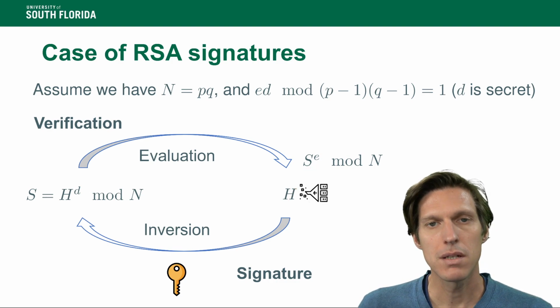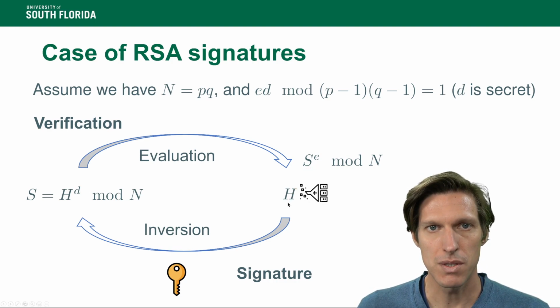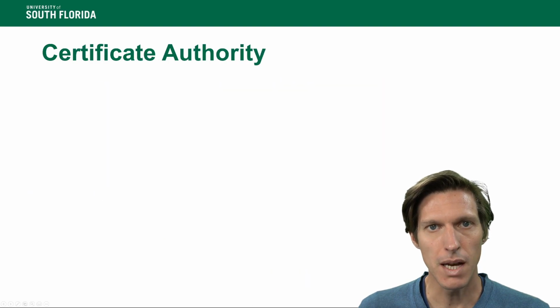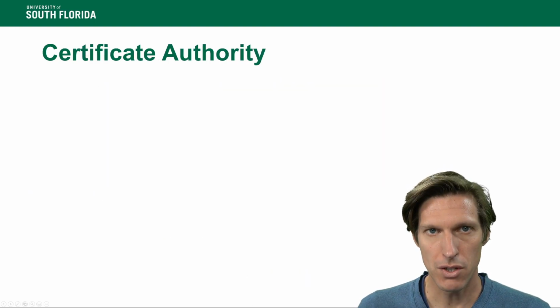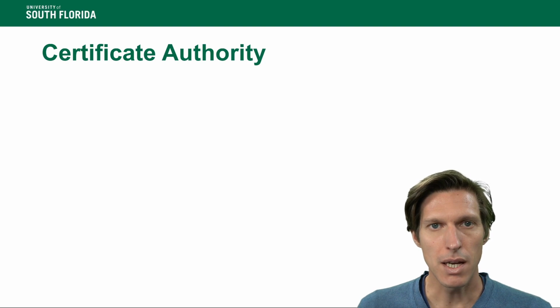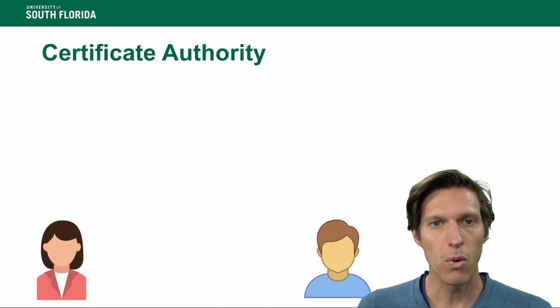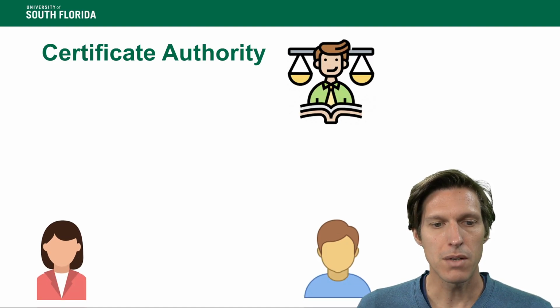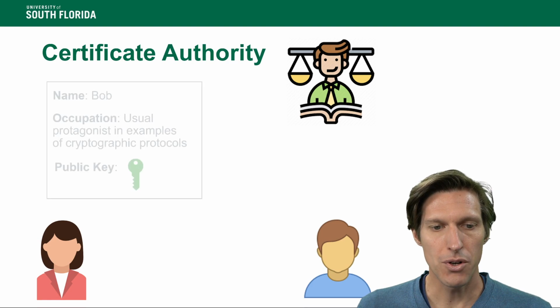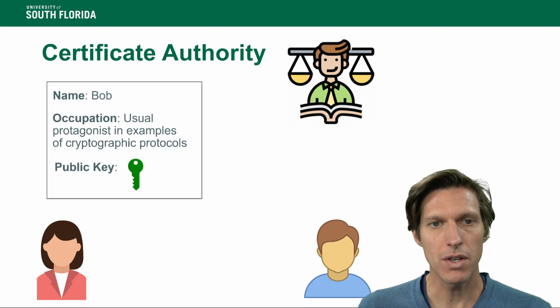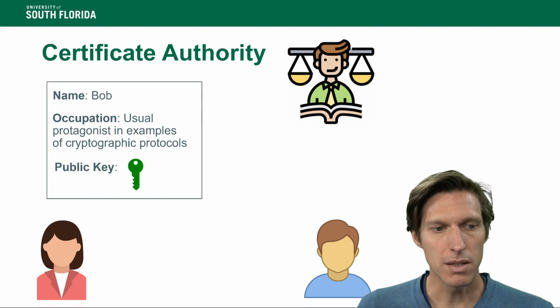And if it is, they accept the signature as being valid. Now, how to use digital signatures to initiate a secure communication? This can be done with a certificate authority. So if Alice and Bob want to communicate, they can rely on a certificate authority. So what does the certificate authority do? They have a pair of private and public keys, and they're trusted. What they do then is they provide certificates.